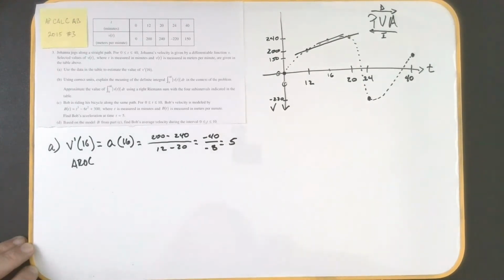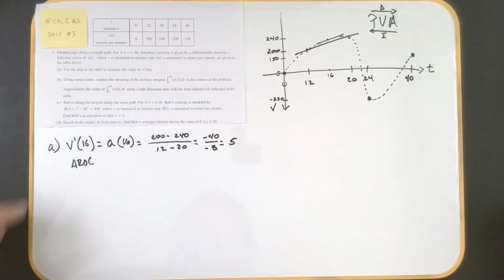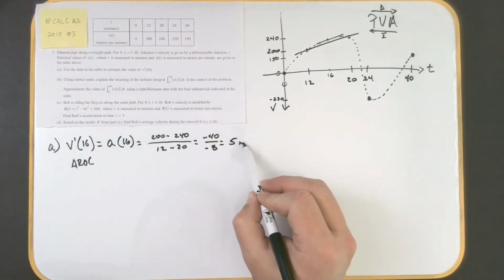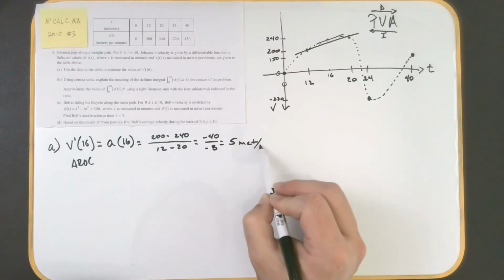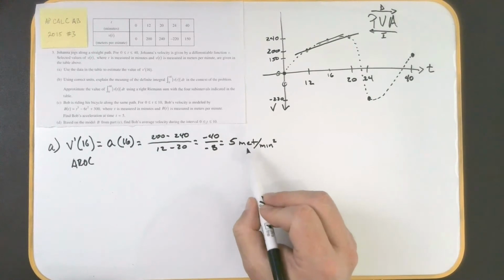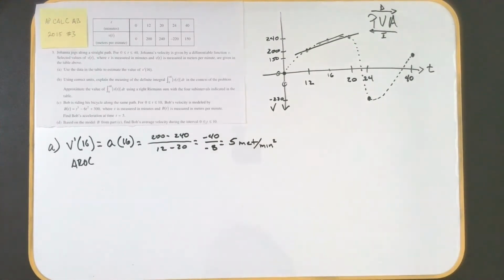Now the number is 5, but you have to be really careful that we get our labels correct whenever we're taking the rate of a rate. Remember, velocity is a rate. Now we're taking the rate of a rate, so that means that our time is going to be squared. This was in meters, so this is 5 meters per minute, but the minute is squared, because technically it's 5 meters per minute per minute. Okay? And that's question A. Now, let's move on.